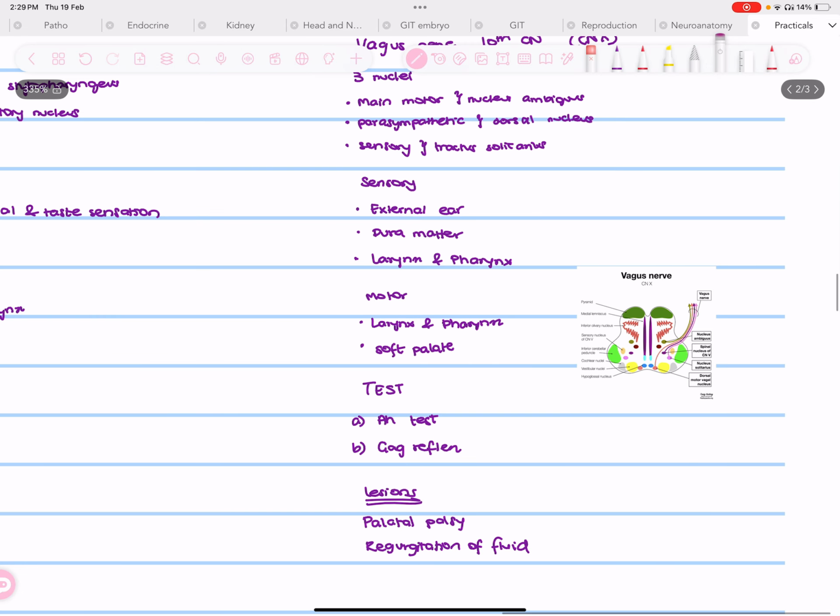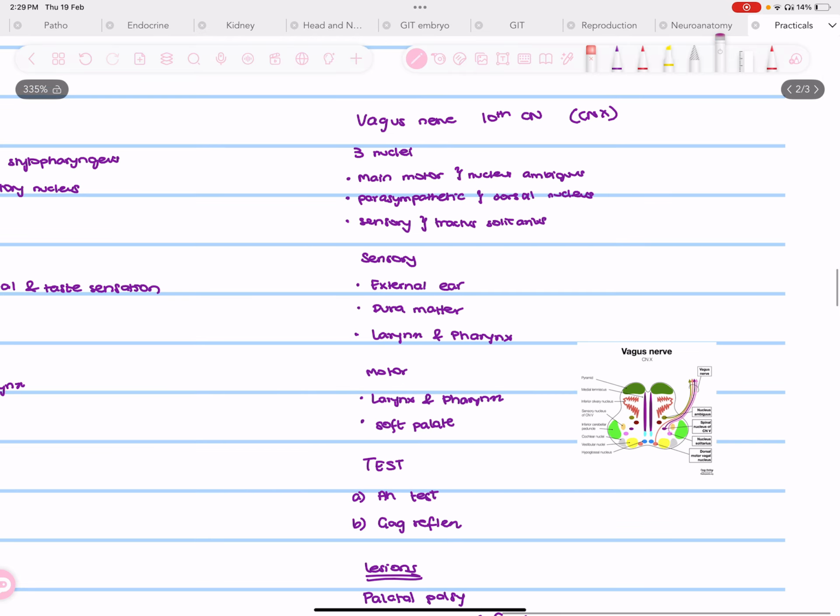And yeah, so that's pretty much it. You can use laryngoscopy to see the movement of the vocal cords as well. So vagus nerve, pretty easy.